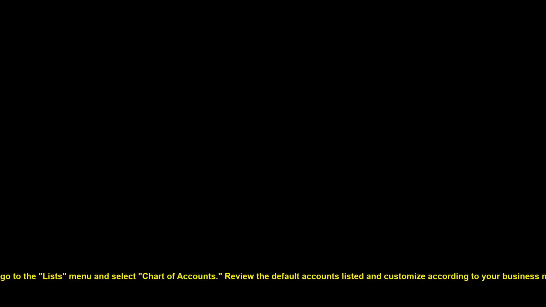Next, go to the Lists menu and select Chart of Accounts. Review the default accounts listed and customize according to your business needs. To add a new account, click the Account button on the bottom left and select New. Choose the account type that matches your financial needs, then input the account details, then click Save and Close.